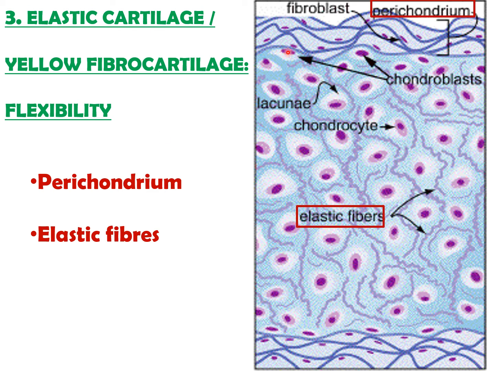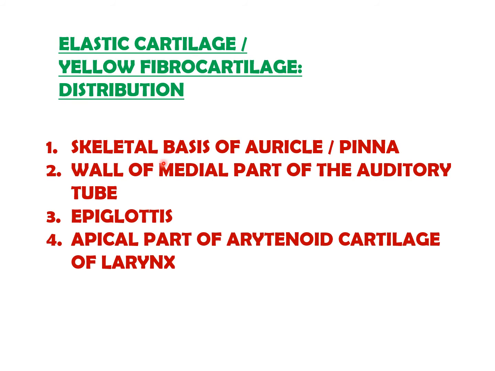Perichondrium you can see in both hyaline cartilage and elastic cartilage. So these are the identification points of elastic cartilage, where you can see the distribution. Elastic cartilage or yellow fibrocartilage is distributed mainly in the skeletal basis of the auricle, pinna, wall of the medial part of the auditory tube, epiglottis, and the apical part of the arytenoid cartilage of the larynx.